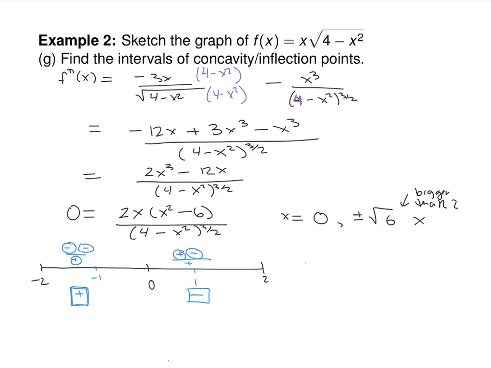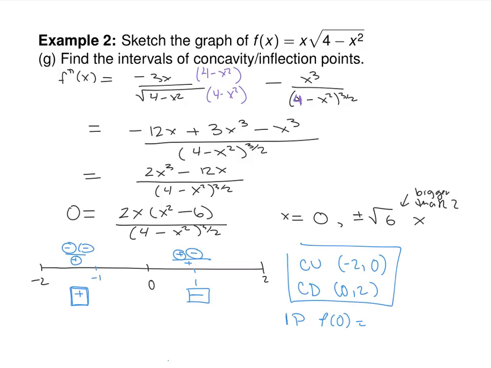So our function is concave up on -2 to 0, concave down 0 to 2. Are there any inflection points? Yep, 0, 0. Okay, awesome. Now let's actually sketch the curve.